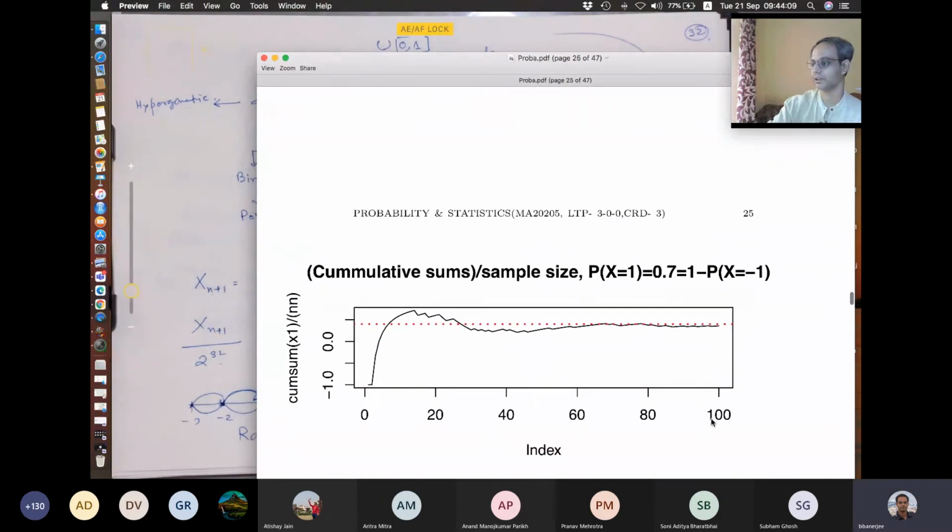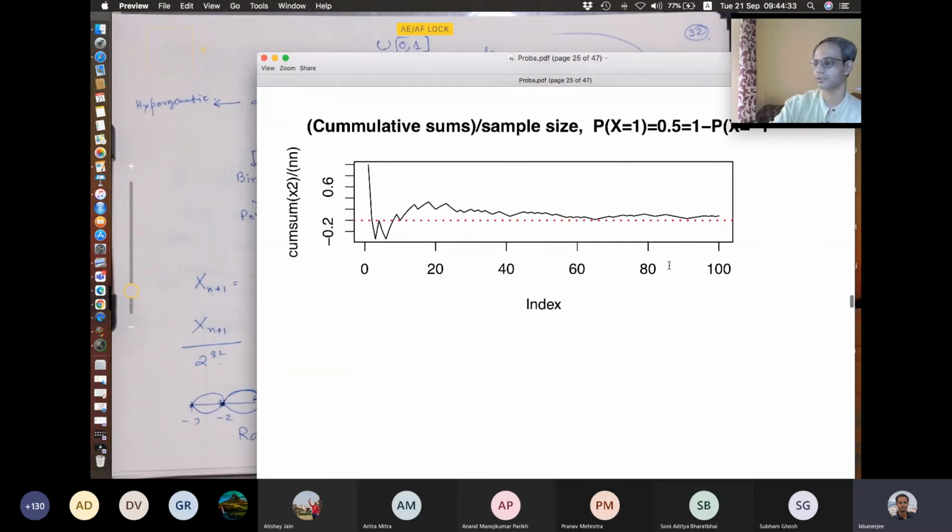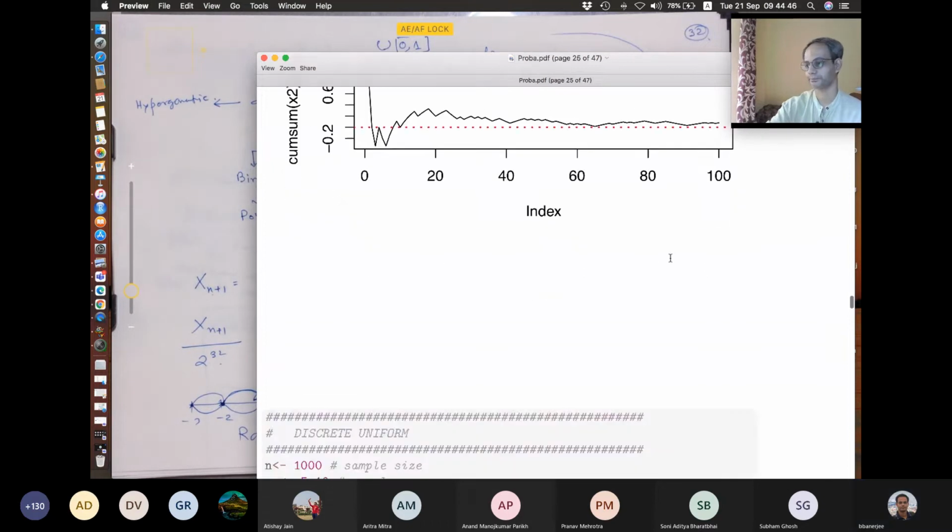Okay, and here you can see that initially there will be fluctuation, but then it gets stuck at a certain number, which is 0.7 into 1 plus minus 1 into 0.3. So 0.4 will be the value here. But if you go by half and half, you will stick to 0. Eventually you will converge to 0. So this red dotted line is the 0 line. Eventually it will converge to 0. So that is what it is trying to say.